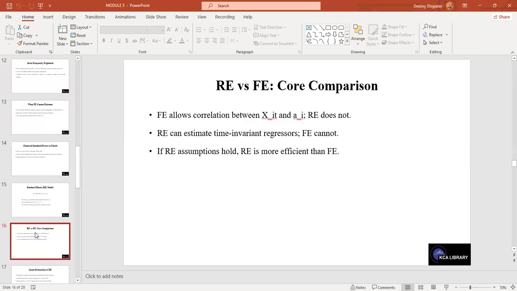Let's look at random effects versus fixed effects for a comparison. The FE allows correlation between X and A_i. RE does not. RE can estimate time-invariant regressors, FE cannot. If RE assumptions hold, RE is more efficient than FE.